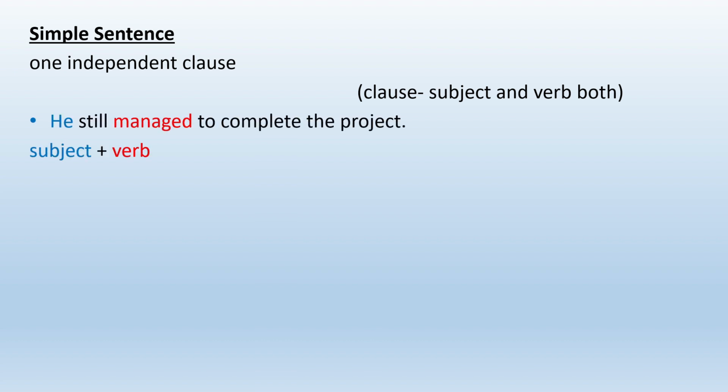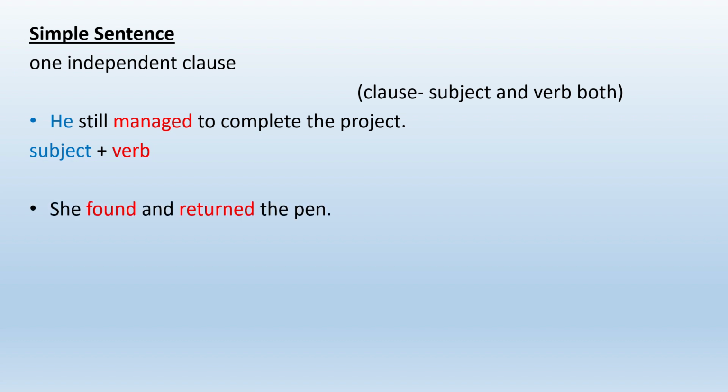Let us have a quick look at what is a simple sentence first of all. A simple sentence has one independent clause. And what is a clause? A clause is a group of words with a subject and a verb both. A simple sentence can work with one subject and one verb, like in this sentence, he still managed to complete the project. It has one subject and one verb.